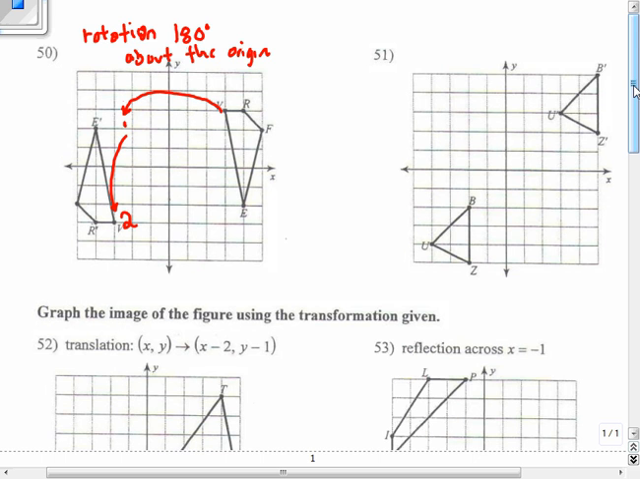Okay, problem 51. What kind of relationship do the vertices have to one another? So, do they have the same relative location? B was on top. Is B on top? Yes. Okay, is there any turning at all? No. So, it's not a rotation. It's not a reflection because they have the same relative position. So, it has to be a translation.